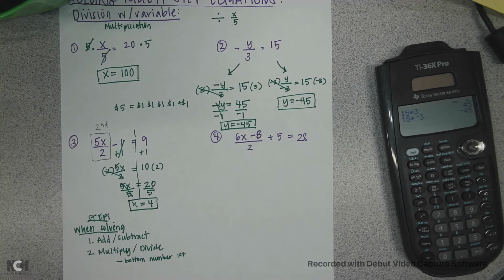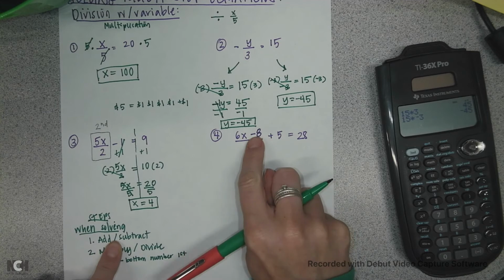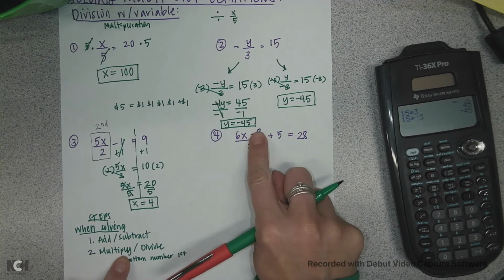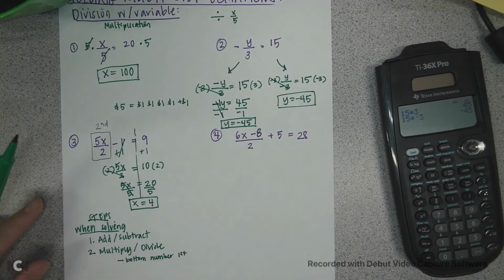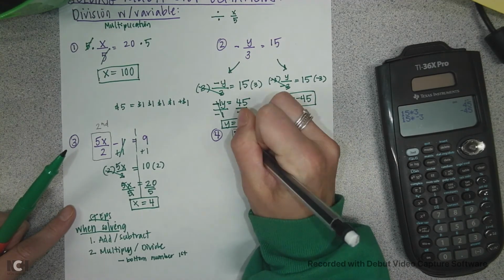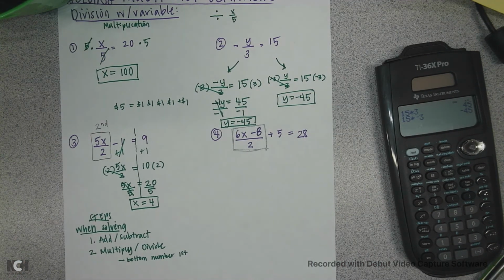Okay, last problem. Again, we need to start with the add and subtract. So over here, we do have a subtract, but this guy is part of our multiply divide. He's attached to our variable. So we're going to save this fraction-y piece to the very end. Any fraction-y piece, save it. Okay, because you're really using multiply and divide.